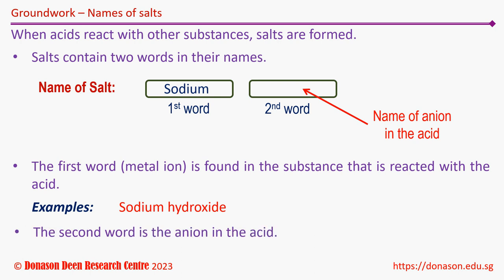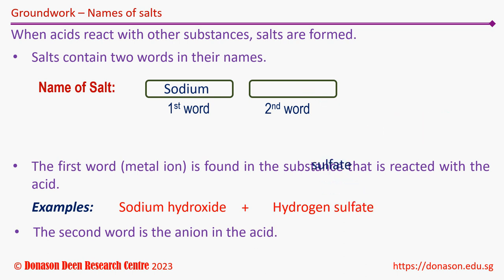The second word is the name of the anion found in the acid. For example, if I say hydrogen sulfate, which is basically sulfuric acid, the anion found in it is of course sulfate. So the second word in the name of the salt is going to be sulfate. So the name of the salt when sodium hydroxide and hydrogen sulfate react together is going to be sodium sulfate.